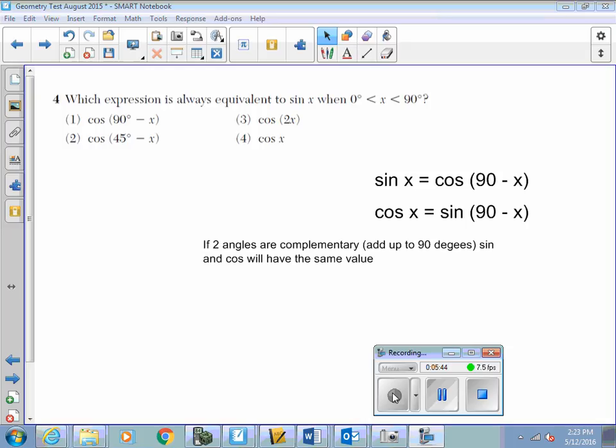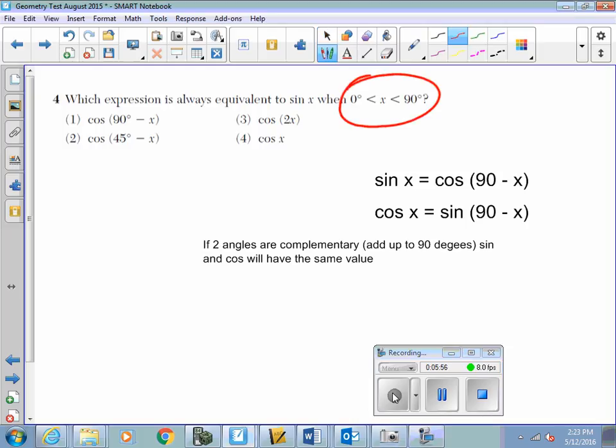All right, looking at number 4, it says which expression is always equivalent to sine x when x is in between 0 and 90 degrees. That's what this means for all the angles in between 0 and 90, not including 0 or 90. All right, so here's some notes I want you to write down.